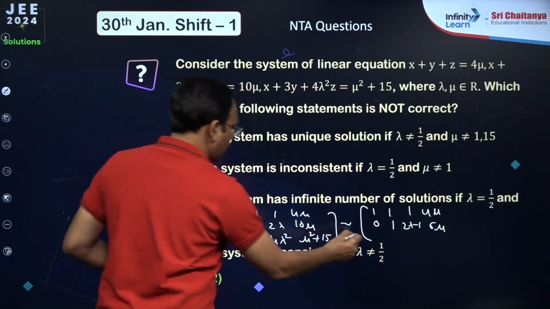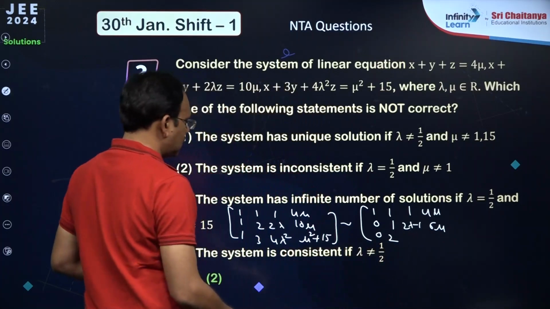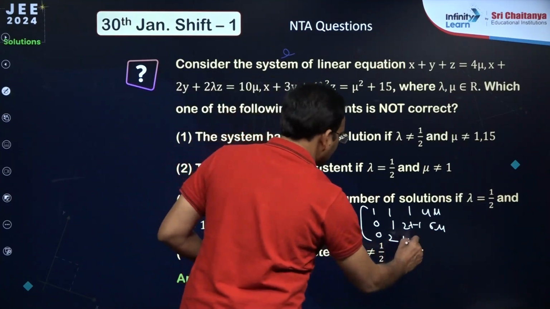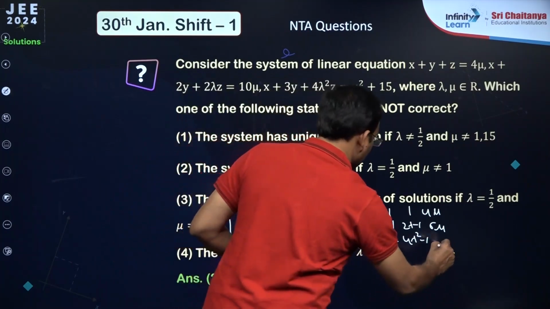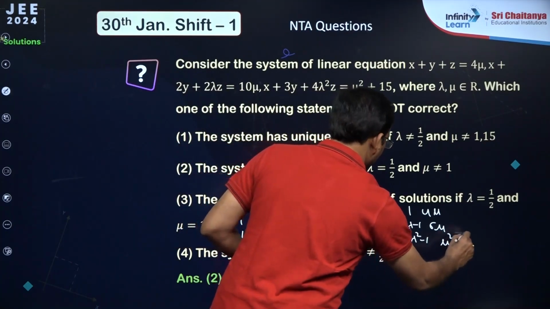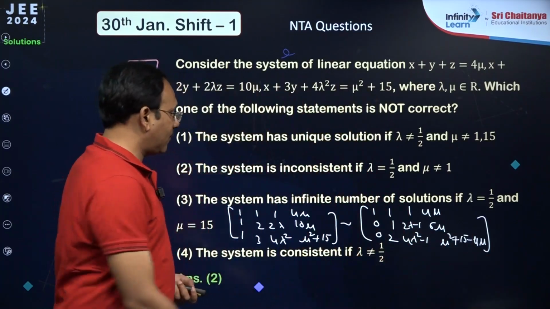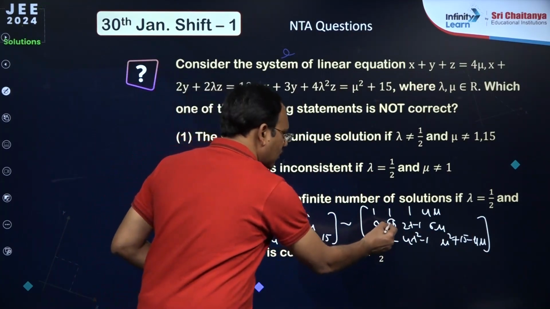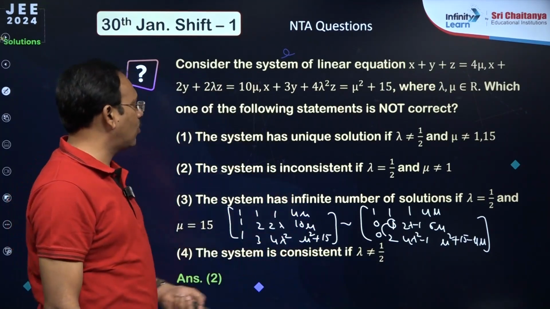The next one, if you do the same here, 0, this is 2, and this is going to be 4 lambda square minus 1, and this is going to be mu square plus 15 minus 4 mu. Okay. In the next step, my dear friends, I will make this element 0 with the help of this. That is R3 I change as R3 minus 2R2.